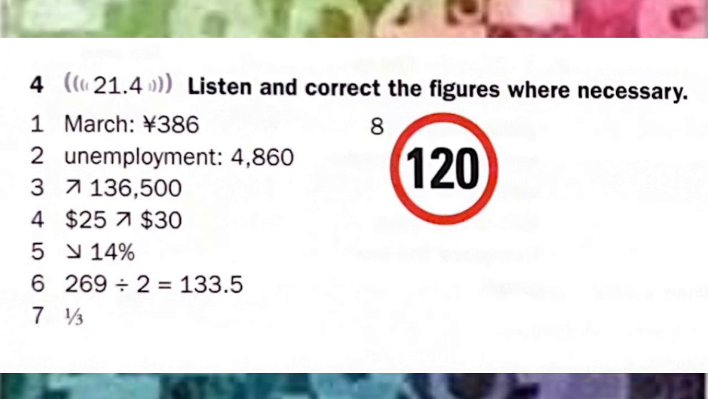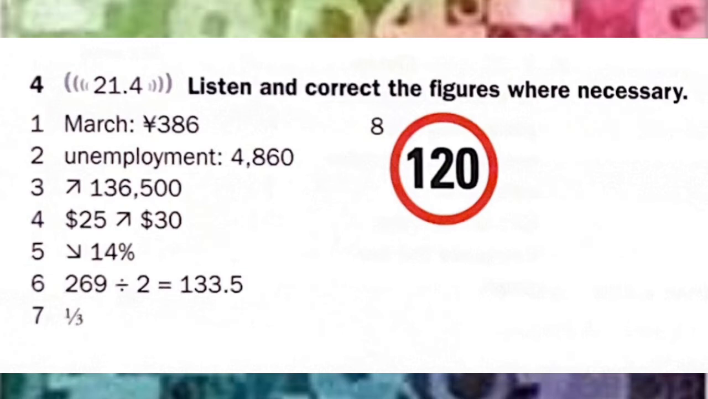Listening. Audio 21.4. 1, The average share price in March was 386 Japanese yen. 2, In April, unemployment went down by 486,000. 3, Sales went up in the last quarter to 146,500. 4, They put up the price by $5. 5, There was a drop of 13% in the number of new orders.